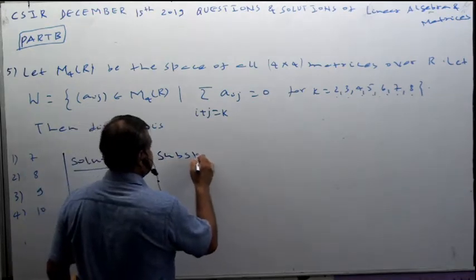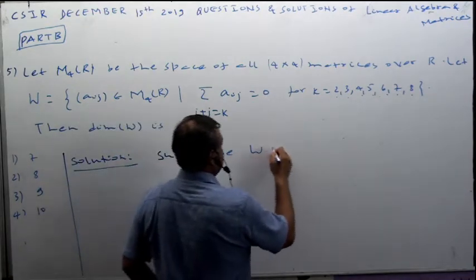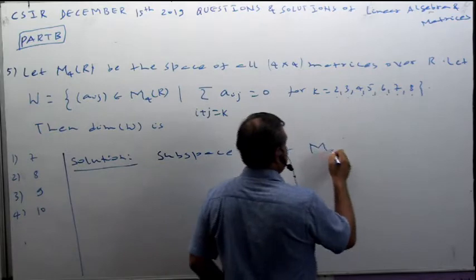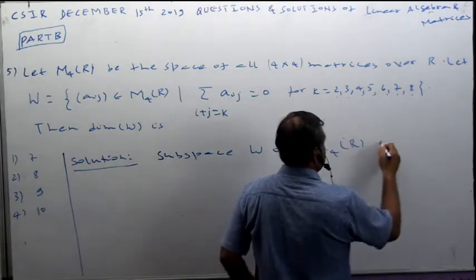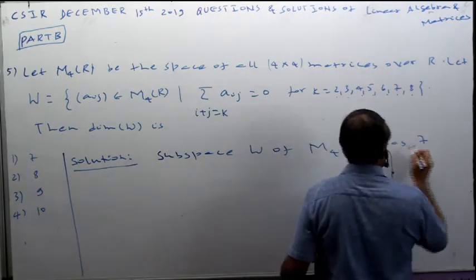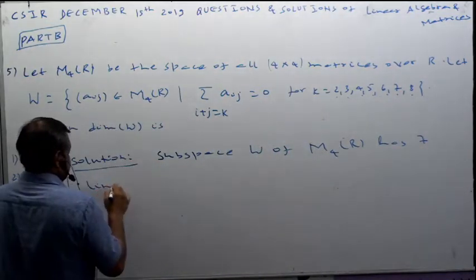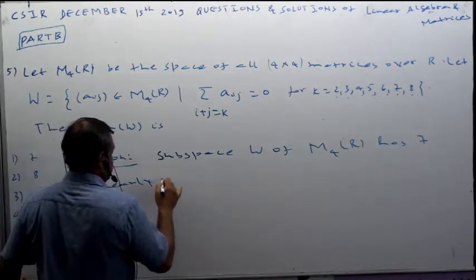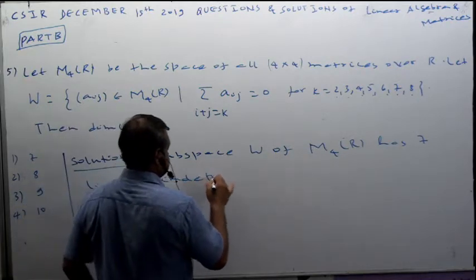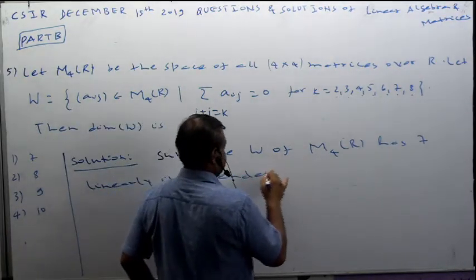Subspace W of M4R has 7 linearly independent restrictions.